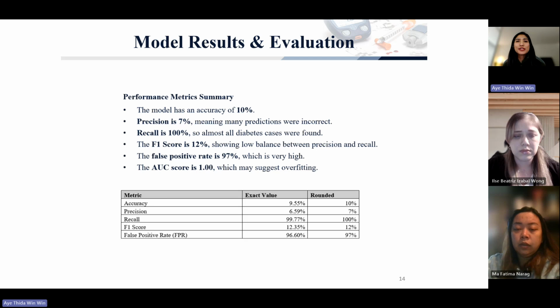The model was very sensitive. It correctly found almost all diabetic cases with a recall of 100%, but it had very low precision, only 7%, and a false positive rate of 97%.